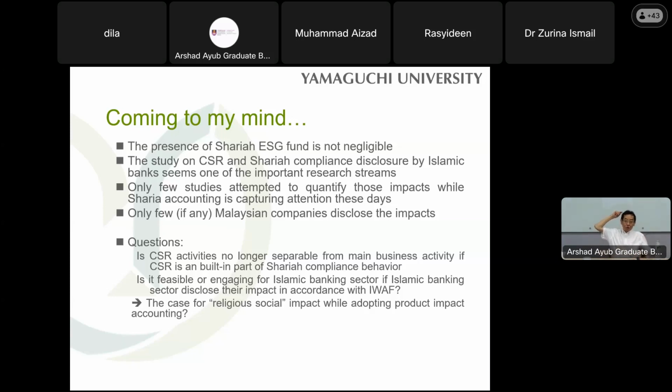As I just told you, although the Malaysian government promotes halal or Sharia, those companies do not describe impact. So a question comes to my mind: is CSR activity no longer separable from main business activity if CSR is a built-in part of Sharia or halal compliance?